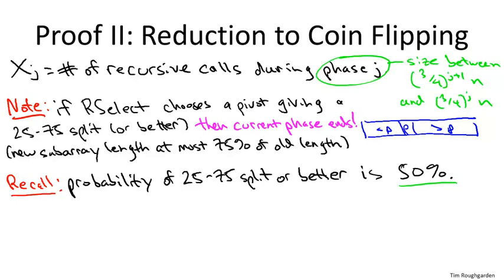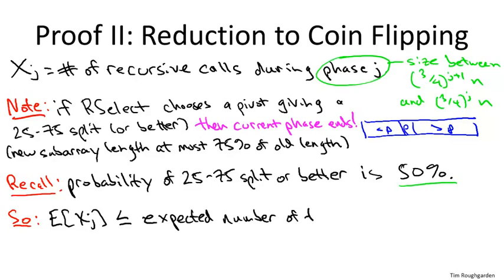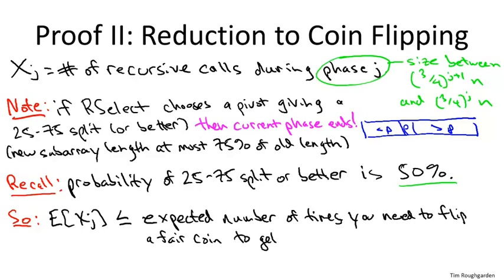So this is why we can reduce our analysis of the number of recursive calls during a given phase to a simple experiment involving flipping coins. Specifically, the expected number of recursive calls that we are going to see in a given phase j is no more than the expected number of coin flips in the following experiment. You have a fair coin, 50% heads, 50% tails. You commit to flipping it until you see a head. And the question is, how many coin flips does it take up to and including the first head that you see?